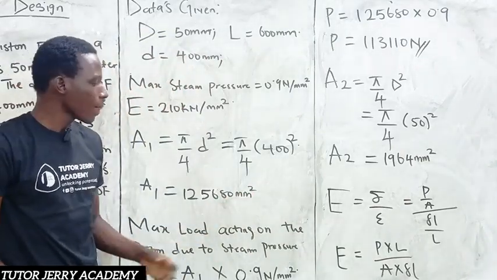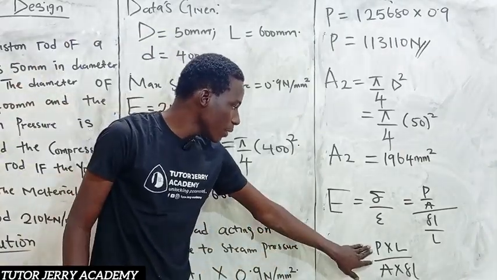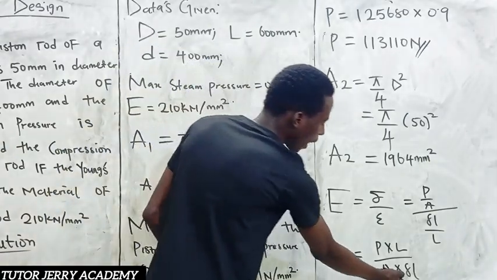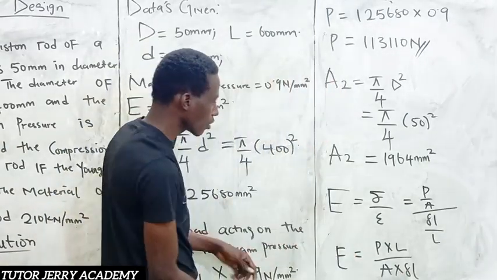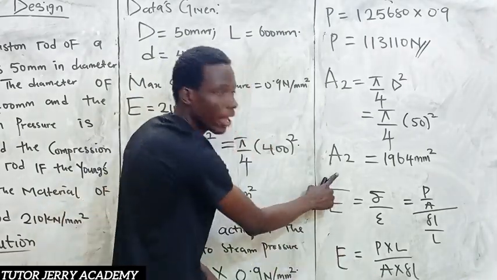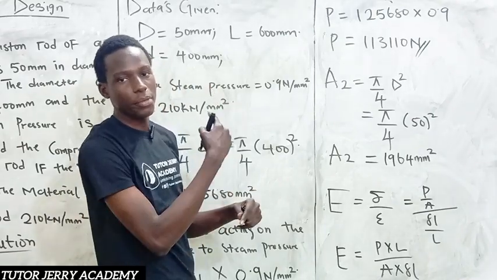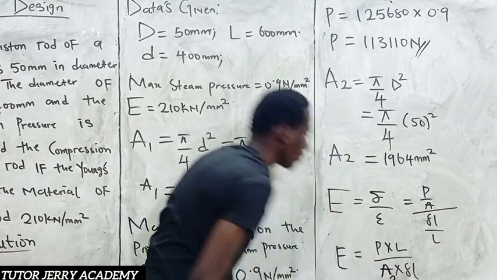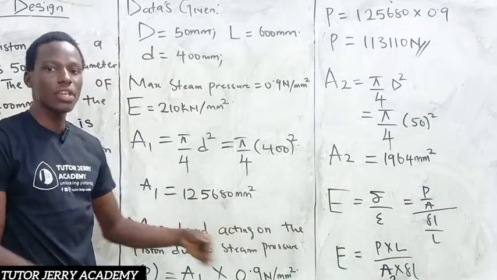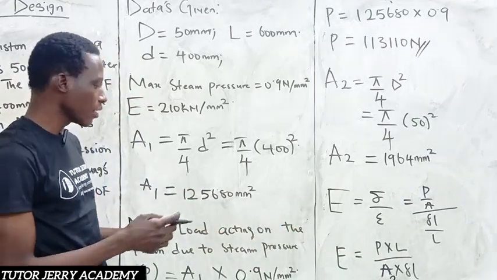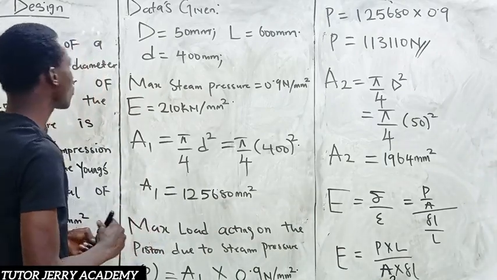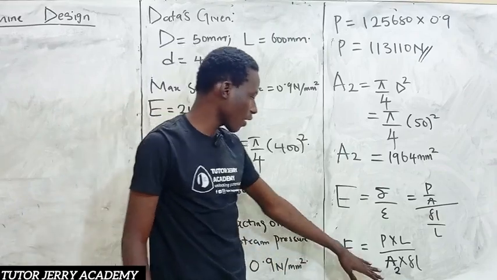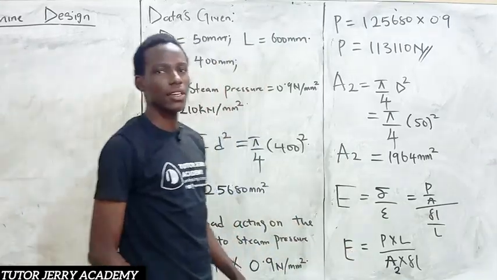Now, you can see that we have the value of E, we have the value of P, we have the value of L, and we have the value of A. So we can simply substitute and find the change in length. Don't forget that A here will be our A2, the area of the piston rod. Now let's substitute and get our change in length for this question. I'm going to be cleaning this part of the board as I do that.